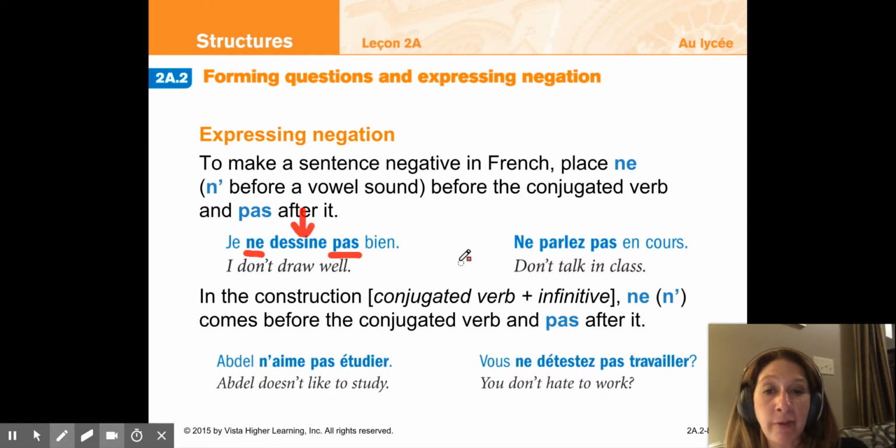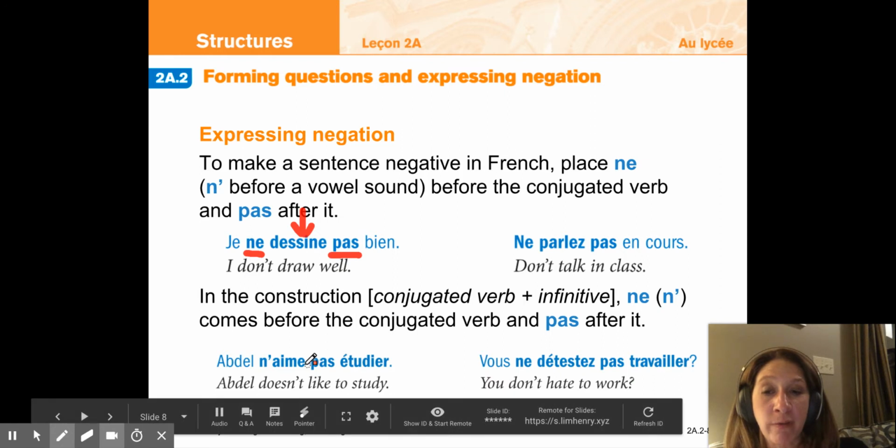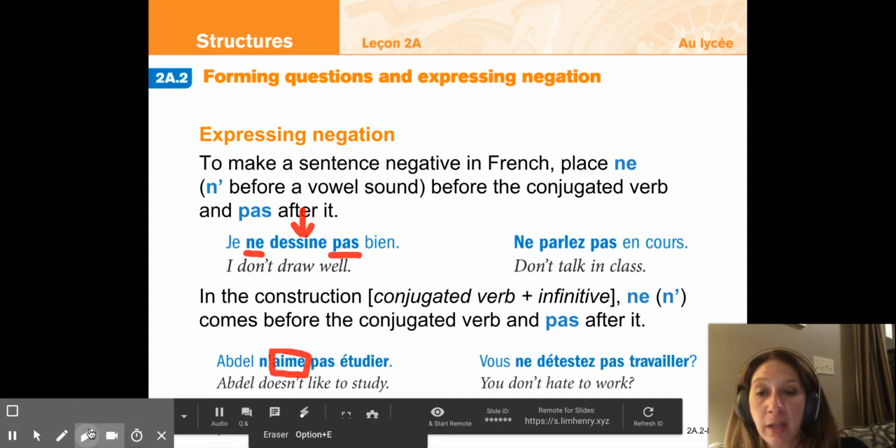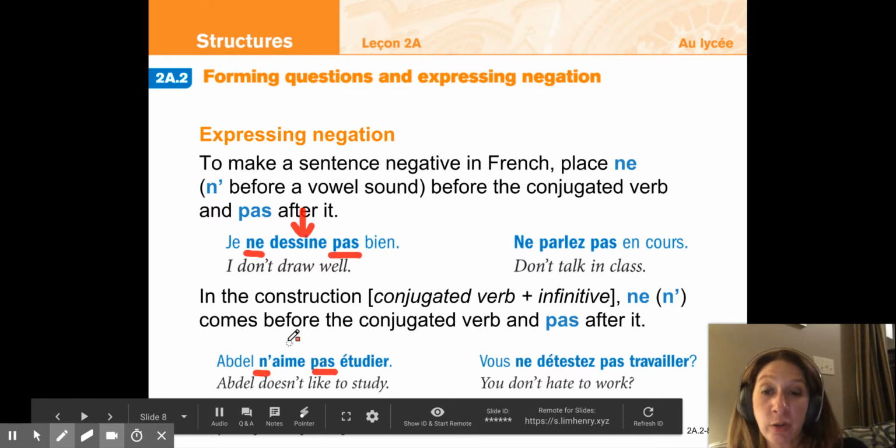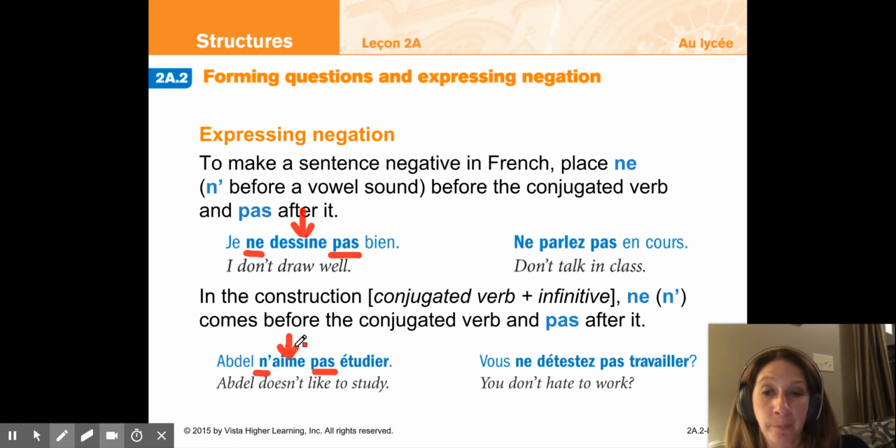If you have a verb that begins with a vowel sound, like aimer, notice right here, aimer begins with a vowel sound. Then the ne becomes an N apostrophe, and the pas is just pas. So Abdel n'aime pas étudier. There's your verb aime. Because it starts with a vowel, it becomes N apostrophe, just like we've seen with le and la.